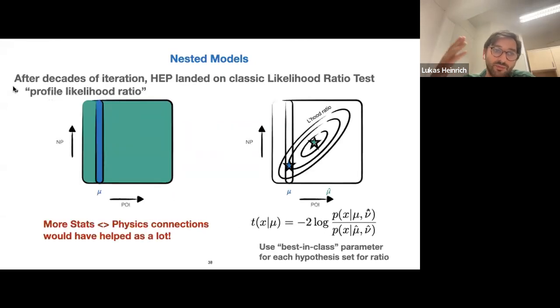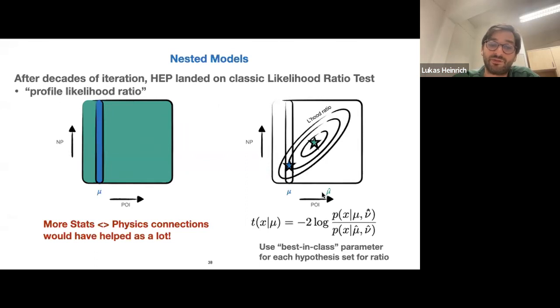And then after multiple decades of iteration, high energy physics really landed on the classic likelihood ratio test, which also has optimality properties, as was shown by Wald in the 40s. In our lingo, we call this the profile likelihood ratio. Basically, for every hypothesis set, you pick the best in class, so the maximum likelihood for that specific subset of parameters.